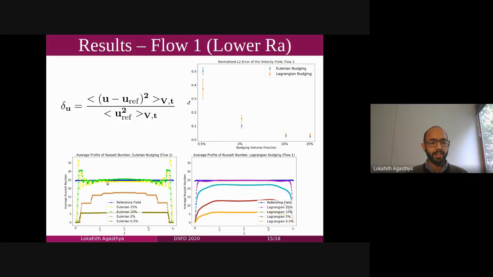And if we look at the Nusselt number, where the dark blue curve is the reference field, which is the original Nusselt number, we can see that, of course, at the boundary we will be wrong, because in one case we have the zero flux, and in one case we have the correct Rayleigh-Benard boundary conditions. But we can see that in the bulk, for both the 10% and the 25% case in the Eulerian nudging, we do recover the Nusselt number quite accurately, and the same with the Lagrangian case. But these were the results with the flow with the lower Rayleigh number.